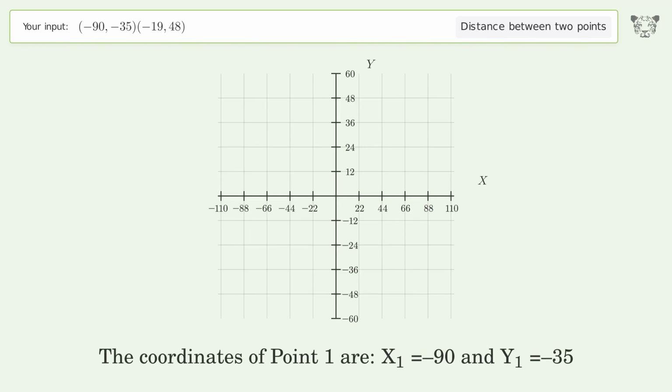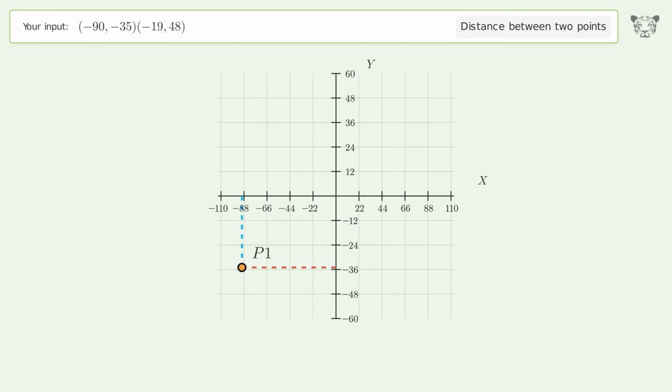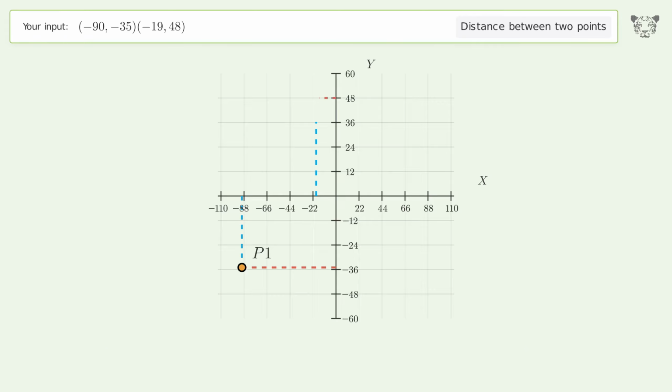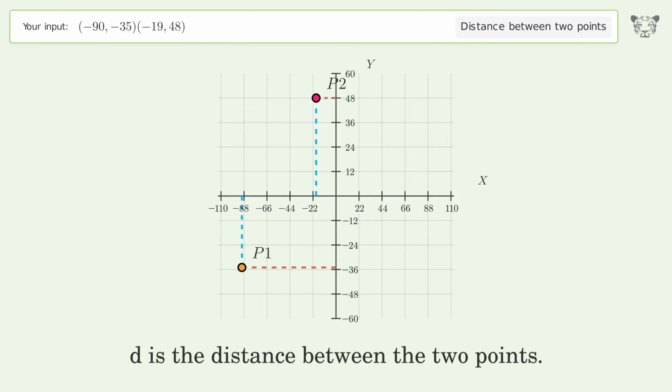The coordinates of point 1 are x1 equals -90 and y1 equals -35. The coordinates of point 2 are x2 equals -19 and y2 equals 48. D is the distance between the 2 points.